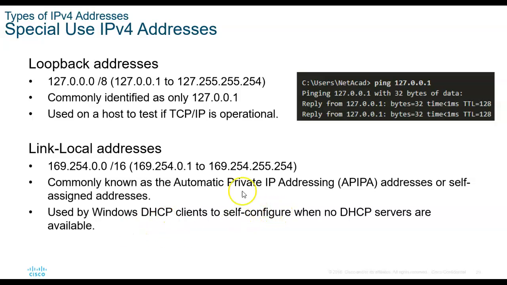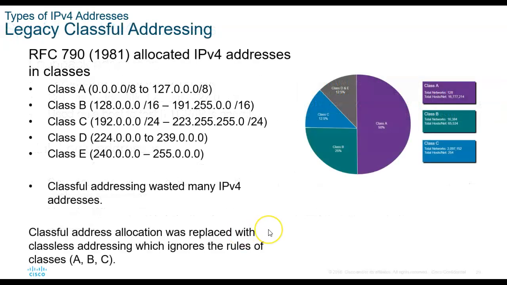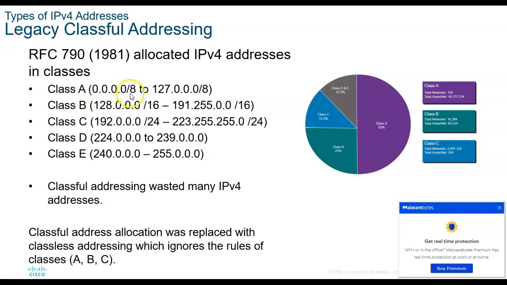And it's just what Windows uses to throw an address on there when there are no DHCP servers available. In the past, we used to use classful addressing, and it's still kind of stuck in my brain because whenever I see a /24, I'm like, oh, it's a class C. So in the past, we had class A, class B, and class C that we would use for IP addressing.